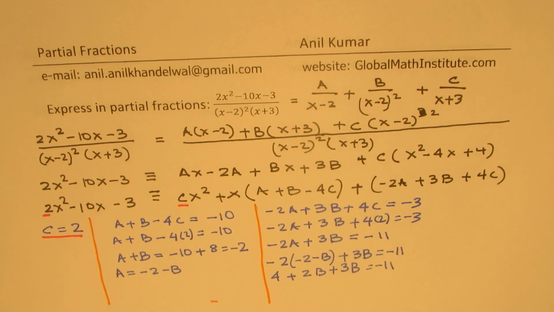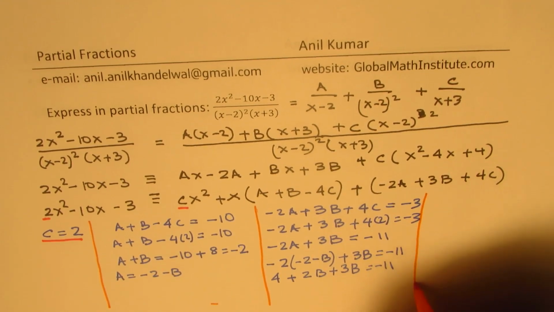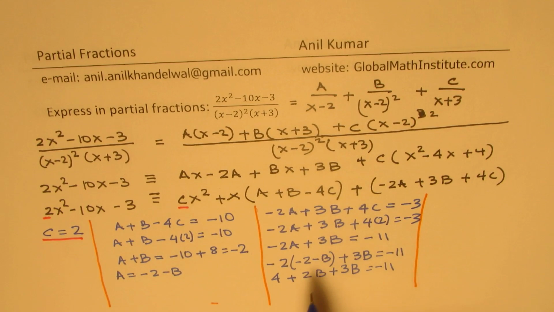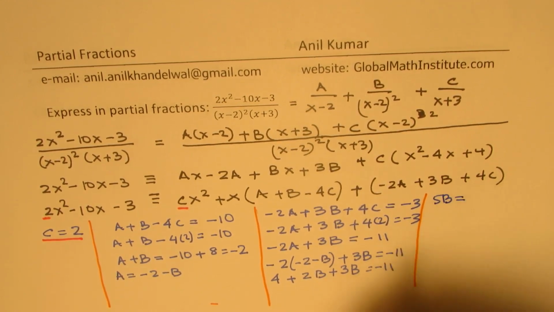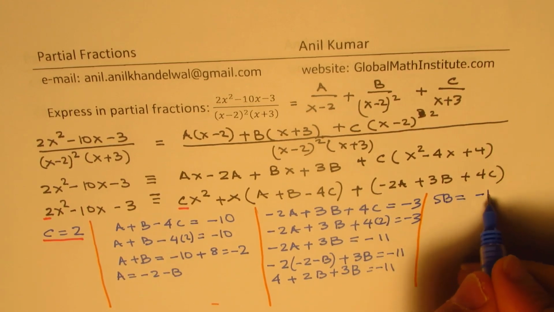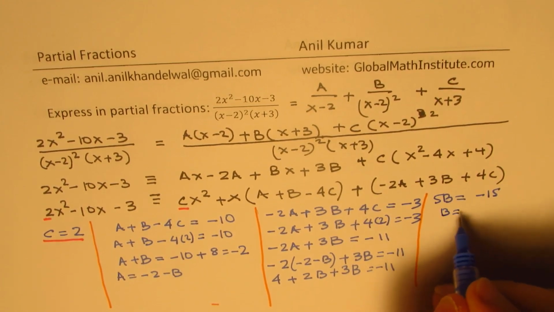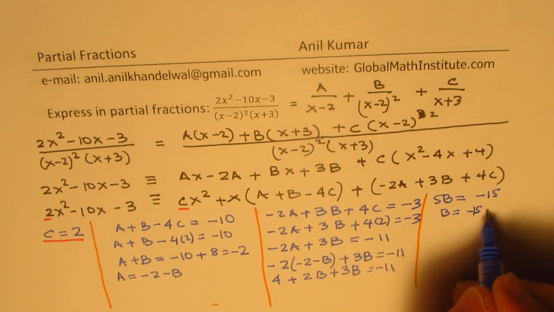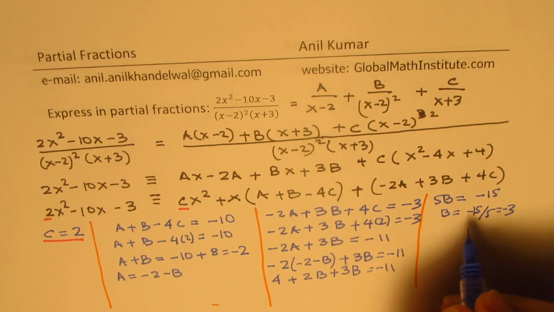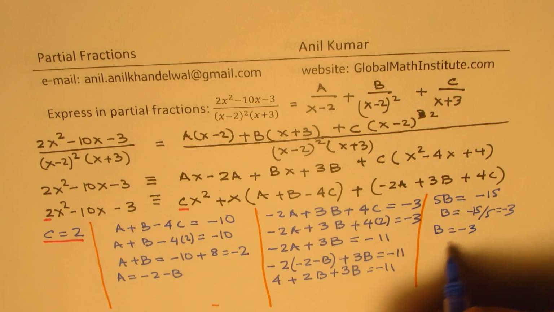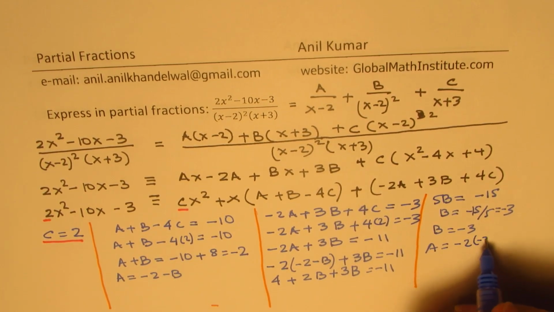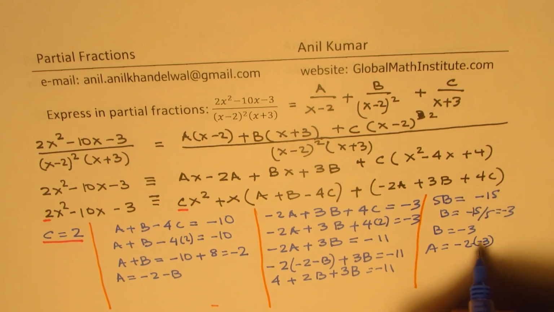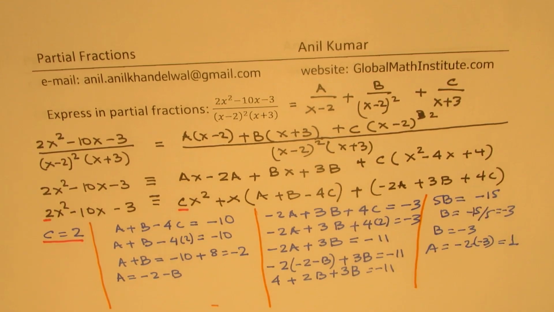And that is, let's take it on the right side, 2 plus 3 is 5. So we have 5b equals to minus 15. Or b is equal to minus 15 by 5, which is minus 3. So we get b equals to minus 3, and a will now be equal to minus 2 minus of minus 3, right? So which is equal to 1, correct? So we get the value of a as 1.